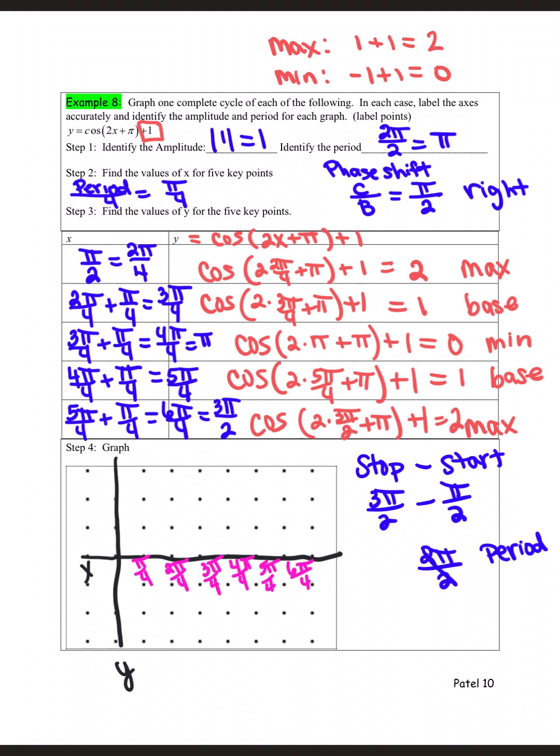Okay, so my first point is at 2 pi over 4, 2. Then we have 3 pi over 4, 1. Then we have pi, 0. Then we have 5 pi over 4, 1. And then we have 6 pi over 4, 2. So notice I started at max, ended at max. And I just moved up 1 unit.